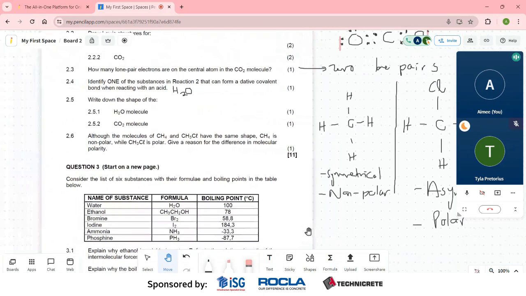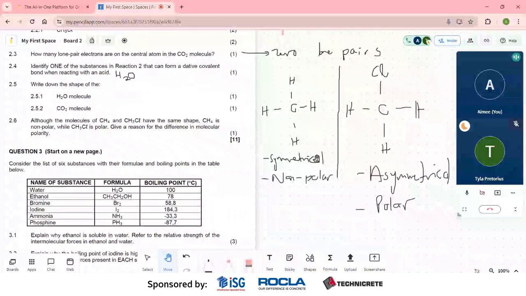So let's go back and let's just talk about it. You've seen what the structure looks like now. You understand why changing the Cl out for an H makes this molecule asymmetrical, because now it doesn't look the same all the way around and its electron distribution will have changed.